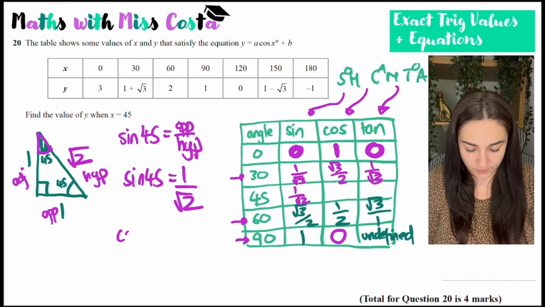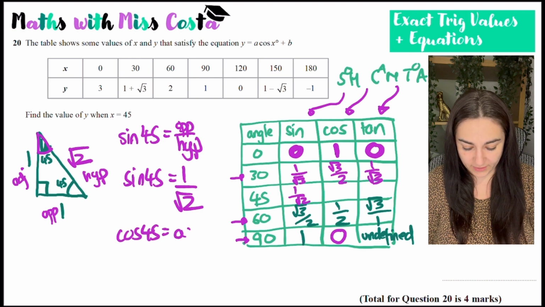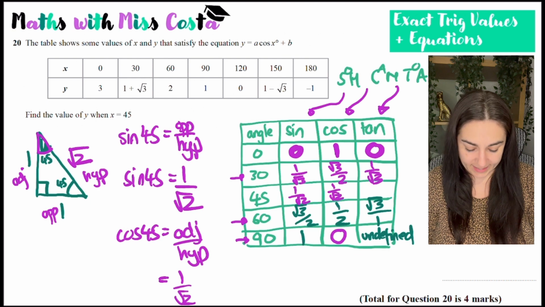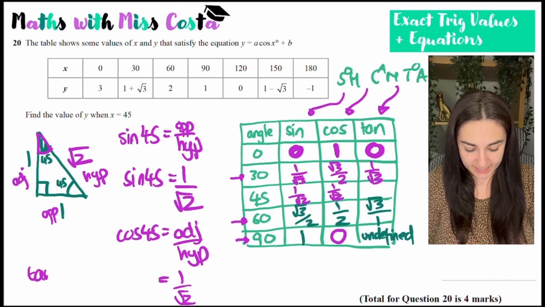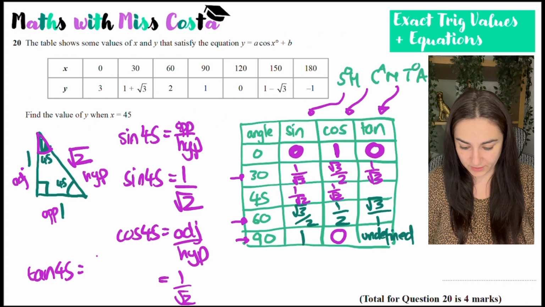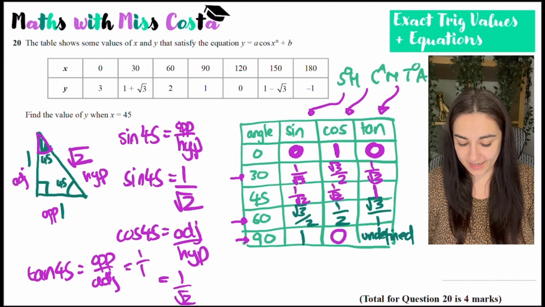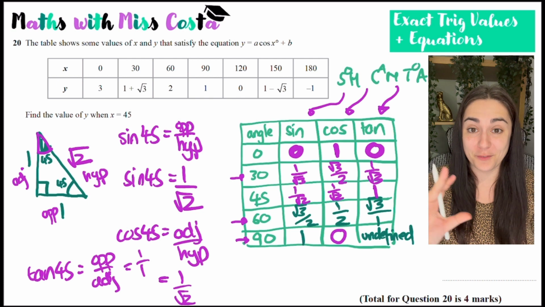Then to do cos 45, I would do the adjacent over the hypotenuse, which is 1 over root 2. And then for the last bit, for tan 45, I would have to do the opposite over the adjacent. So that is going to be 1 over 1, which is 1. So that is how you do the first part.